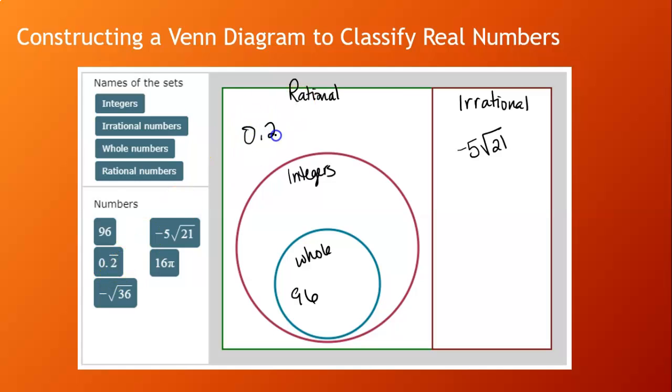0.2 repeating is rational, but it's not an integer or a whole number. 16 pi, because it has that pi, it's automatically irrational. And the square root of 36 is a negative whole number, so we're going to put that here. The negative square root of 36 is the same thing as -6, so it's an integer.